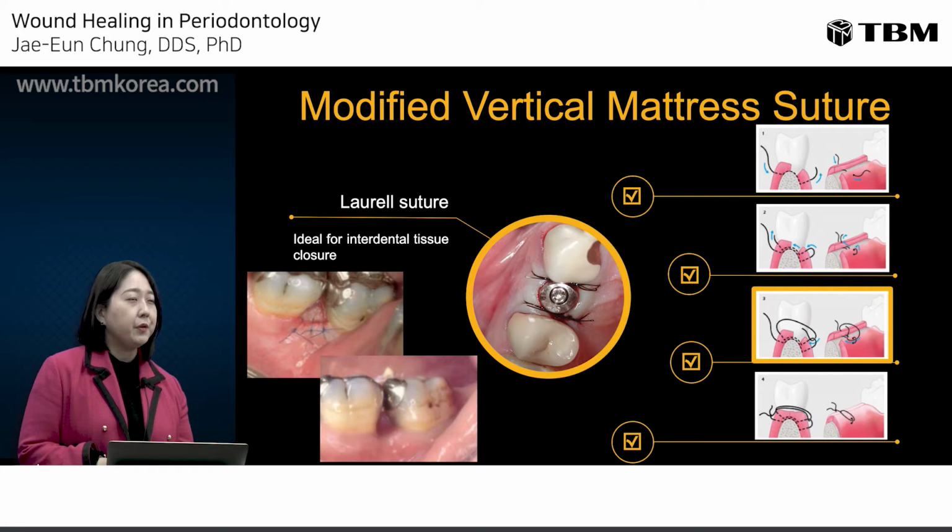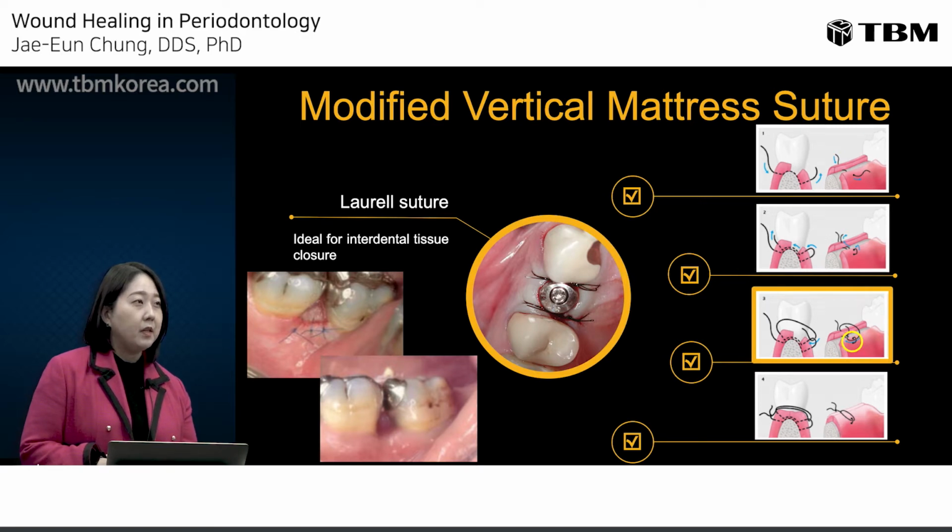You can also use a modified vertical mattress suture. It is called the loop suture. The principle is the same as the vertical mattress suture. The needle passes far, far, near, near, and before making the tie, the needle goes through the loop here. This method is characterized by an inverting and everting portion, ideal for interdental tissue closure.